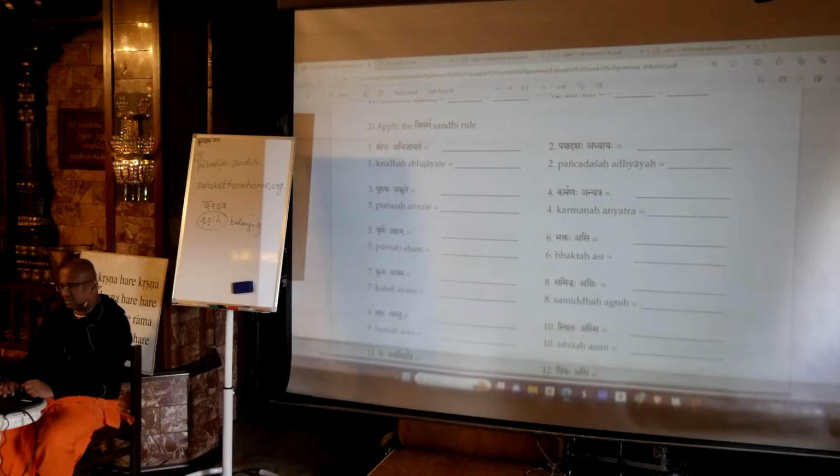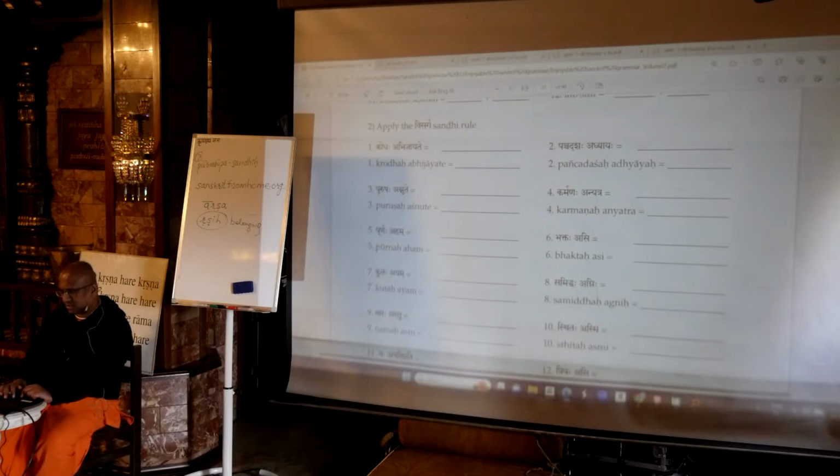Karmanaha plus Anyatra: yes, this is all Gita, karmanonyatra. Yajnarthat karmanonyatra loko'yam karma bandhanah, tadartham karma kaunteya mukta sangah samachara. Purnaha plus aham, purnoham. Bhaktaha plus asi, what will it be? Bhaktosi me sakha cheti, rahasyam hi etaduttamam. Krishna, Bhagavad Gita, right? Kutah plus ayam, kutoyam.